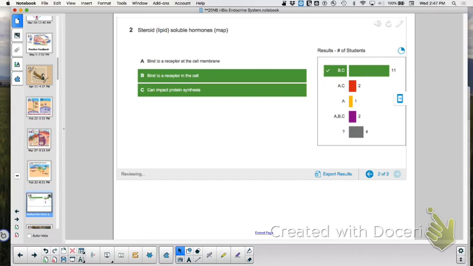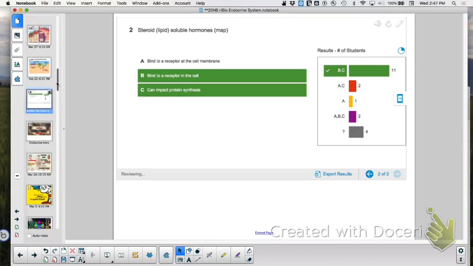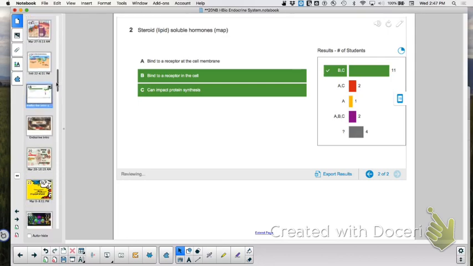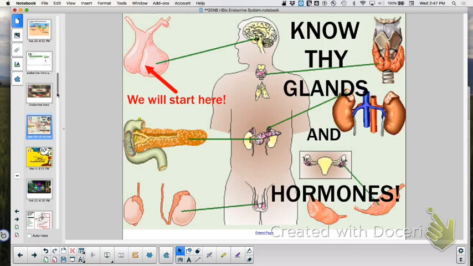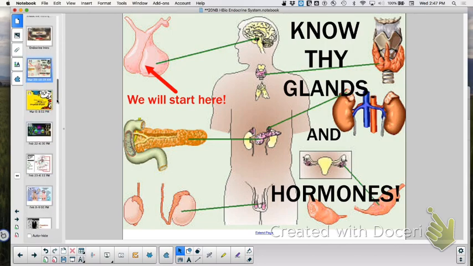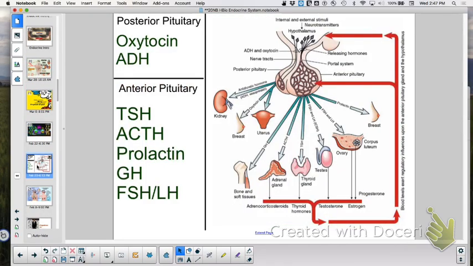Okay. So now the next thing, I have this little review game. If we have time, we will do it. It's basically knowing all your different glands and hormones. So let's start with the tricksy one. The hypothalamus and pituitary gland. So let's just focus on that.